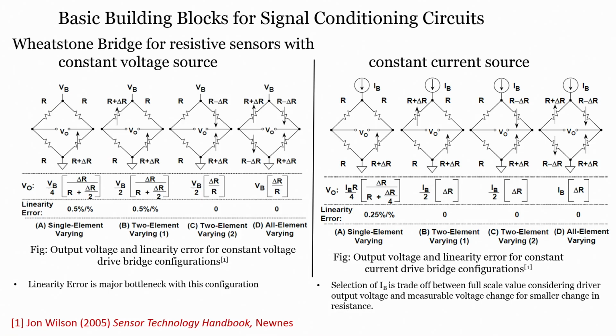Welcome to this module, which is a continuation of the last module, in which we have seen the basic building blocks for signal conditioning circuits. In the last module, we saw how we can use a Wheatstone bridge for resistive sensors with a constant voltage source and a constant current source, what different types of resistive sensors we can use, and what kind of elements we can vary. Either we can have one variable resistor, or two in two different ways, or all four resistors in a varying condition, and we have seen the advantages of both.